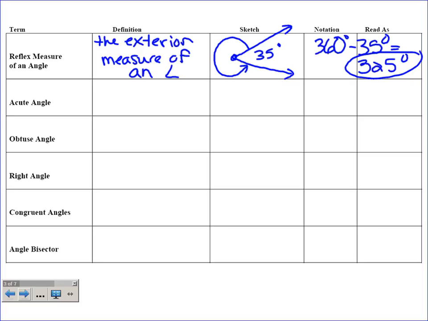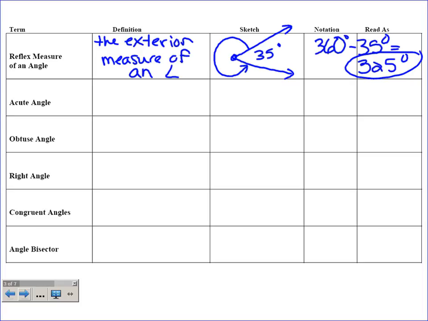Reflex. I will tell you what, I did not hear of reflex angles until about 6 years ago. I'd never heard of them, and apparently they started popping up on tests like the MAP test or the end of course exams. Kind of new to me.